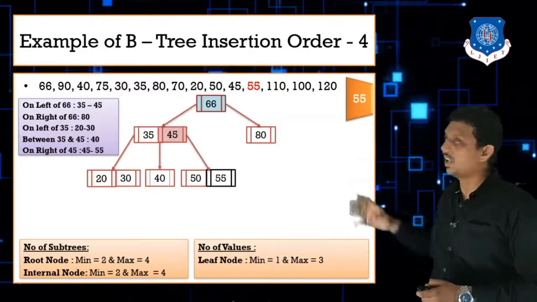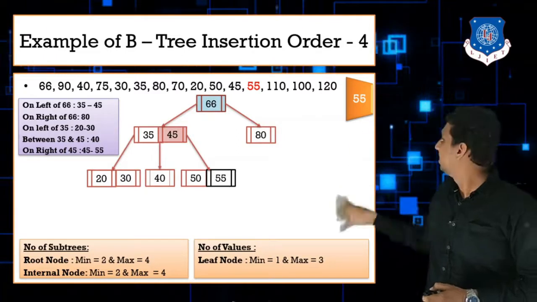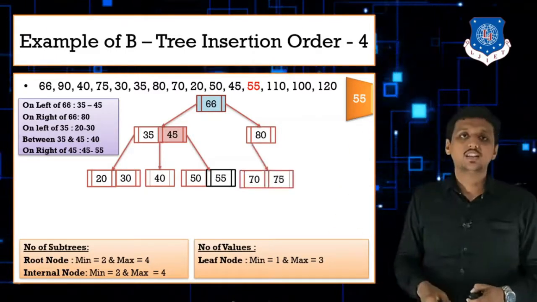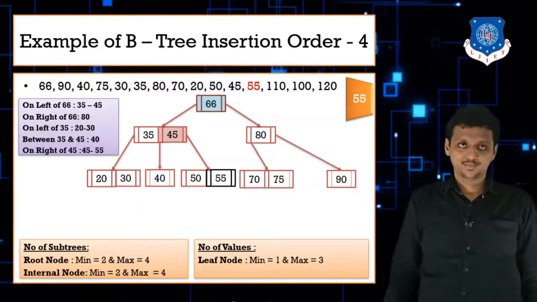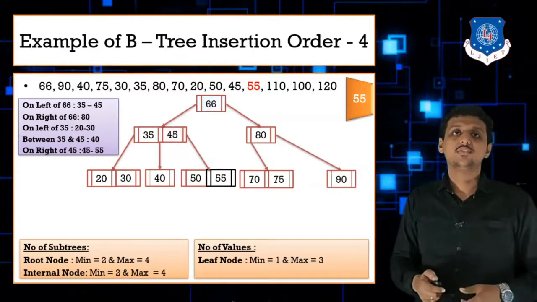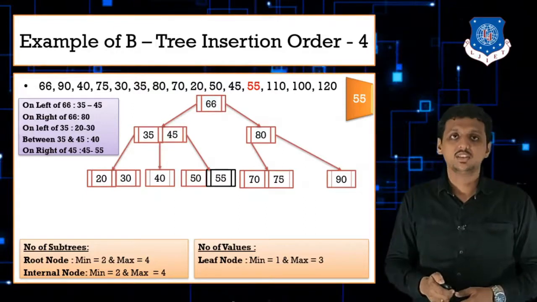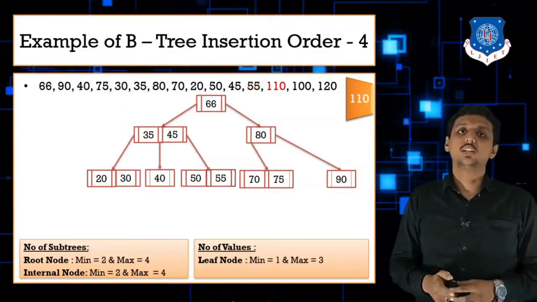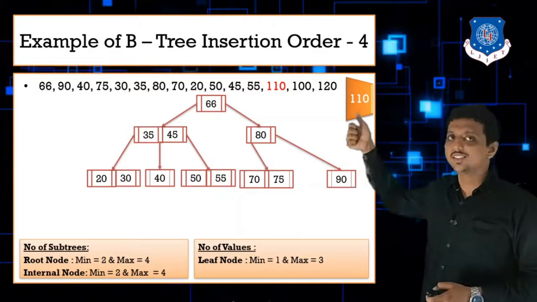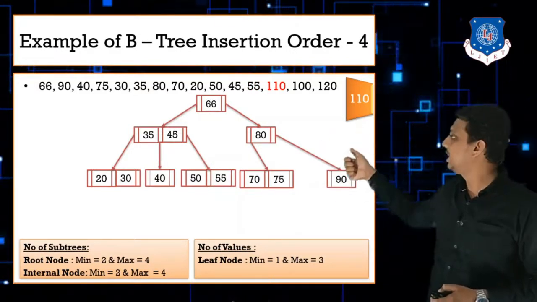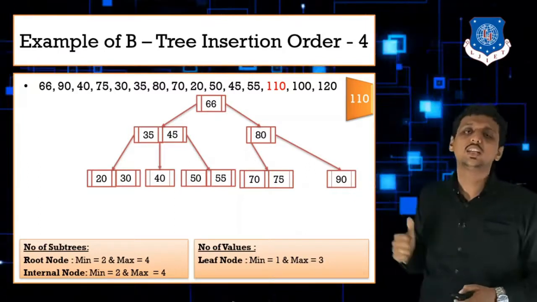Now, on the left of the 80 we have 70, 75, and on the right of the 80, students, we have 90 with us. So this is our final answer after inserting 55. Now, students, we have 110. So 110 is greater than 66, greater than 80 and goes with 90.